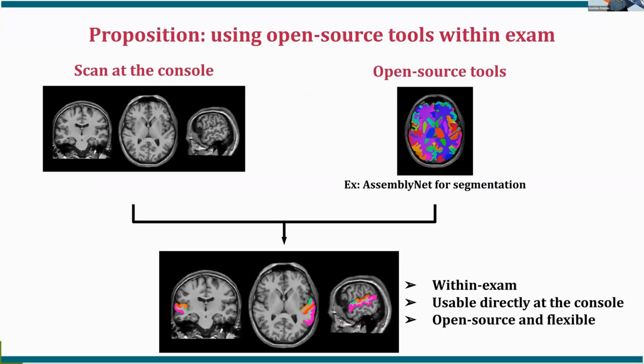And so our idea was to use the open source or at least the easily available tools from the community, such as AssemblyNet that are present here, to perform some segmentation during the exam, during the geometry planning, and to be able to use those directly on the console. So you scan, you use a tool, and you get both results on the console that will help you with your geometry placement. And so that's what we did.